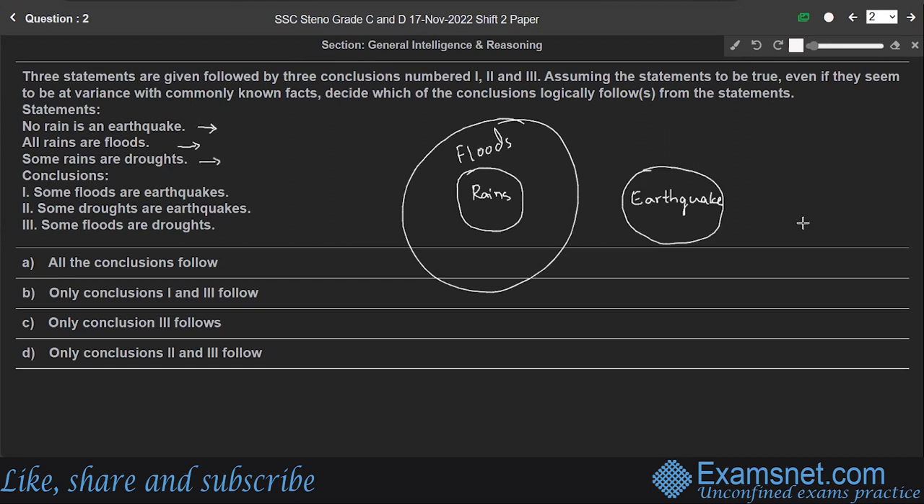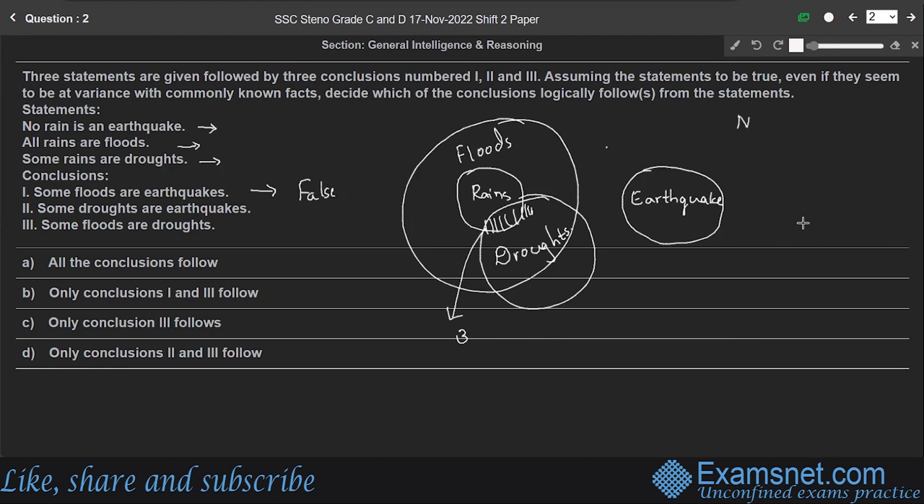And the third one, some rains are droughts. Some rains are droughts means we'll consider the set of droughts like this. So, some portion of the set of rains is droughts. This is the third statement. Now come to the conclusion part. Some floods are earthquakes. According to the given statements, there is no relation between floods and earthquakes. So, it's a false conclusion.